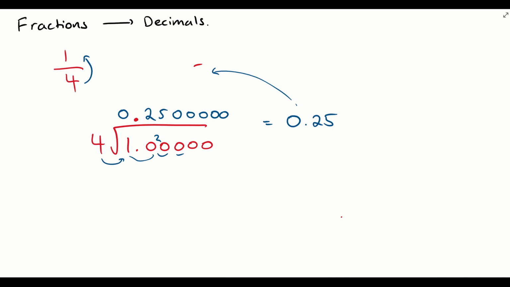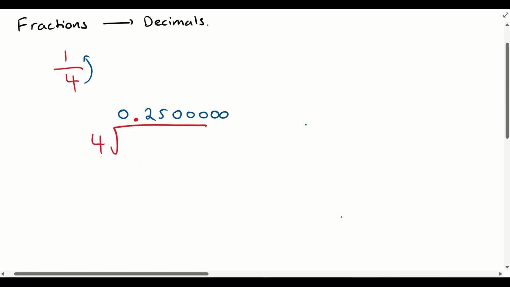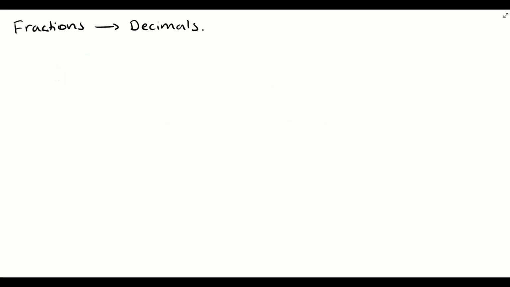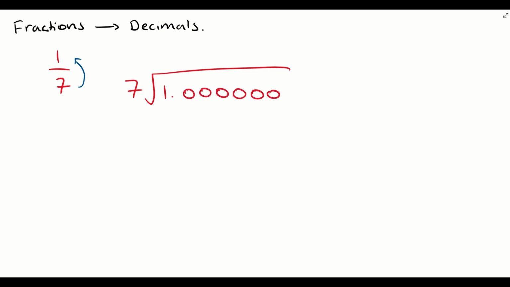Well, can we see what happens with a nastier fraction? So when do these start to get a little bit more complicated? Okay, so let's take a look at something like 1/7. Now the same idea applies. We're looking to see how many times the number 7 can go into the number 1. So let's set up our long division. So 7 into the number 1.0000000, okay? And we will just work our way through. The decimal point stays exactly where it is.